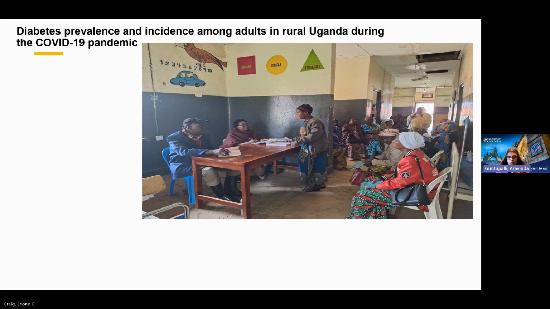These are all people waiting on a Tuesday for the diabetes clinic. Every day will be a different type of NCD or communicable disease day, so there is a particular day for diabetes patients. You can see the majority of them are women, because there is a stigma for men to use public health facilities openly if they are diabetic.